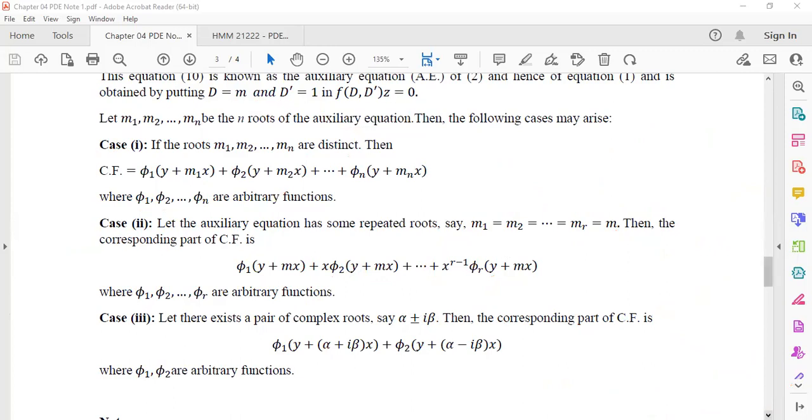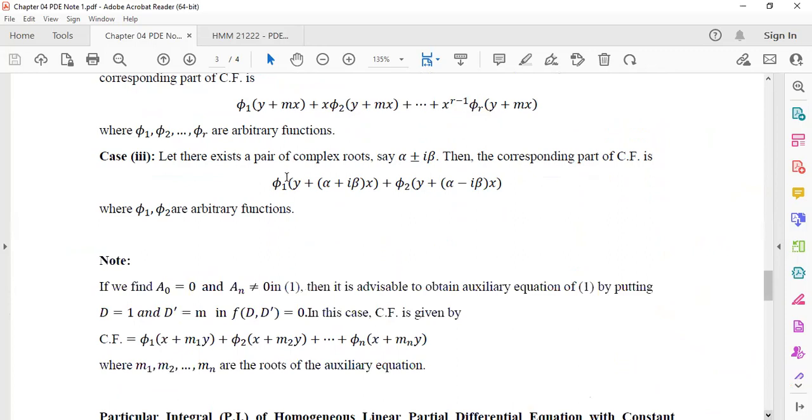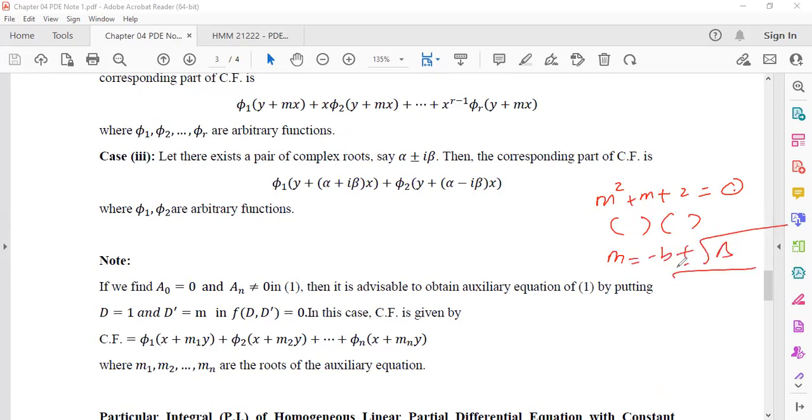So case number 3, if you have the complex roots. Sometimes you may have something, for example, m squared plus m plus 2 equal to 0, which we can't factor into coefficients. In that case, you have to use the formula minus b plus or minus square root of delta divided by 2a.